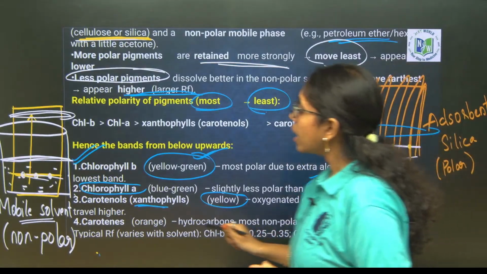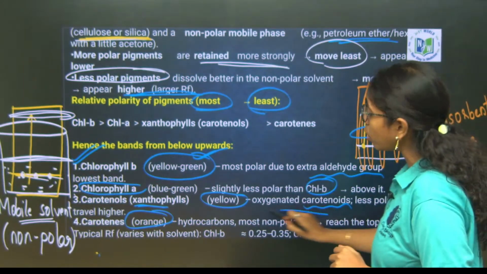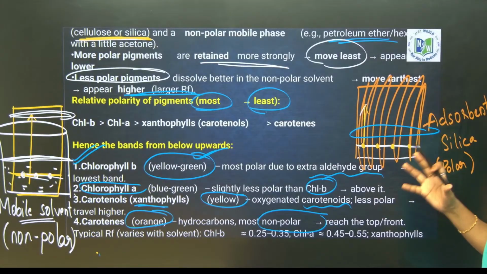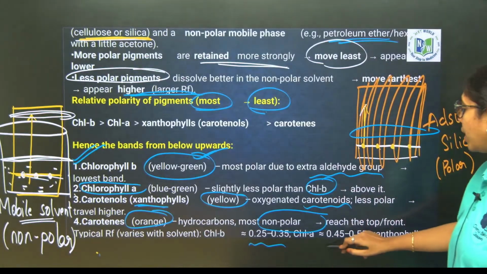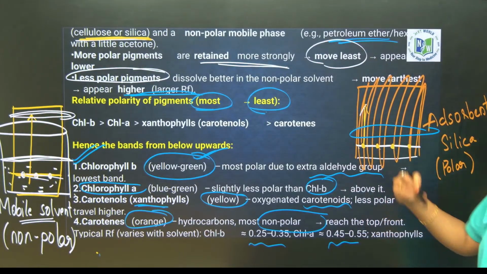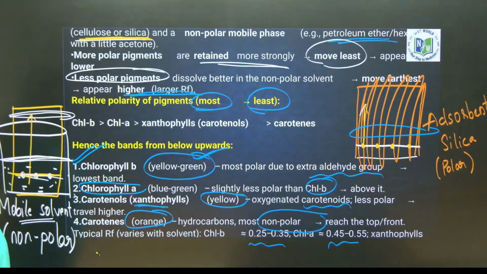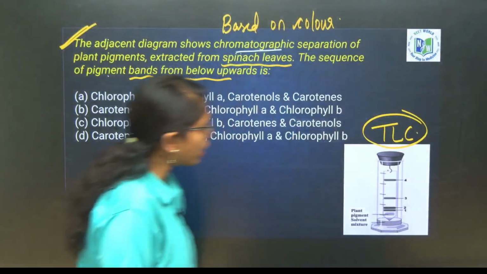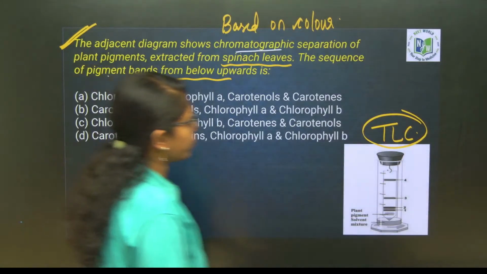And lastly it is carotenes. Carotenes are orange in color. They are hydrocarbons, more non-polar, and they reach the top front. Typical RF value of chlorophyll B is 0.25, chlorophyll A is 0.45, and xanthophylls and carotenes will be more than this, more than 0.5 and more than 0.4. So here if you see the bands accordingly, according to the question, from 1 to 4.